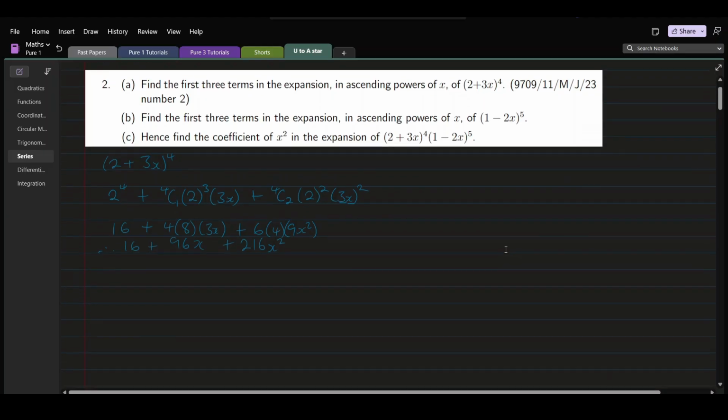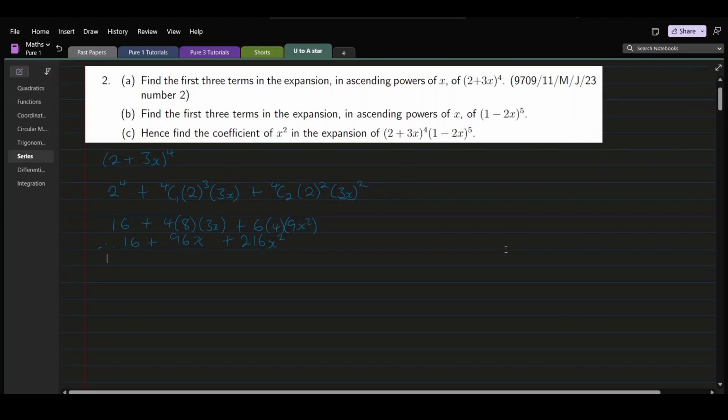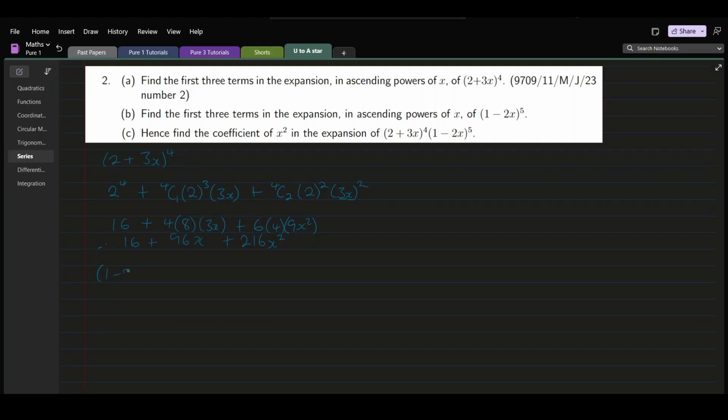Part B. Find the first three terms in the expansion in ascending powers of x of 1 minus 2x to the power 5. Okay, so that's 1 minus 2x to the power 5. So that's 1 to the power 5 plus 5 choose 1 times 1 to the power 4 times, in this case, our second term is negative 2x. Also consider the negative sign, plus 5 choose 2 times 1 to the power 3 times negative 2x squared.